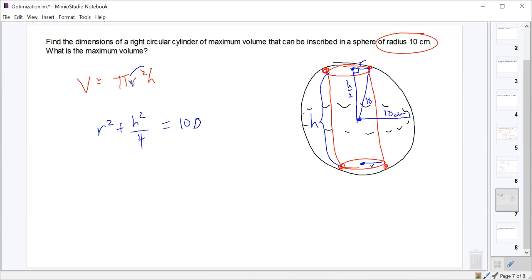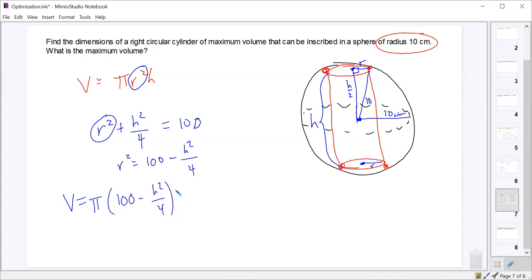Yeah. All right, so since we've got an r squared here already, seems like solving this for r squared would be easy enough, and then we could just substitute the value in. So r squared equals 100 minus h squared over 4. And so we end up with volume equals pi times 100 minus h squared over 4 times h. Or volume is 100 pi h minus pi h cubed over 4. Good or no?